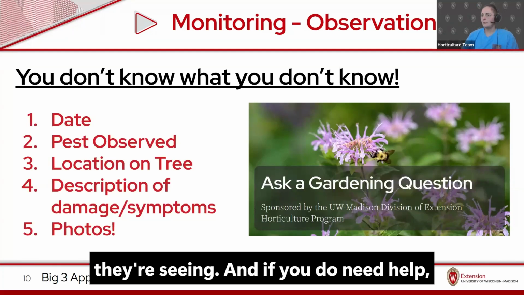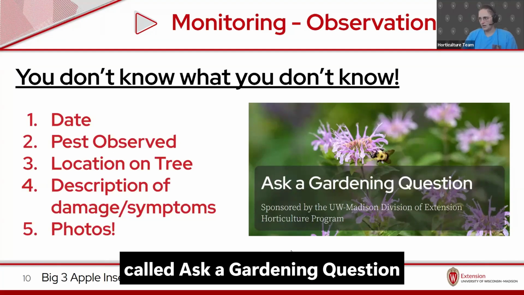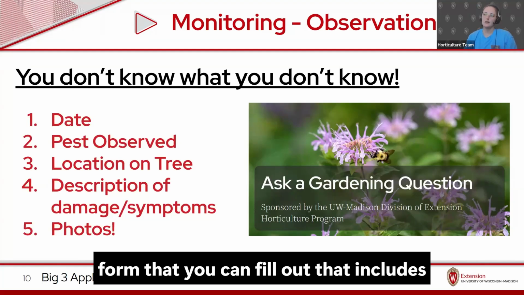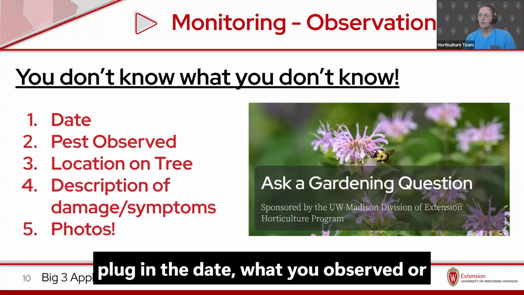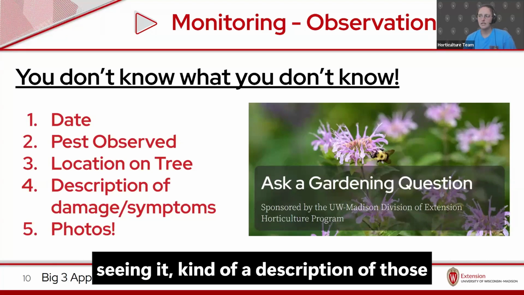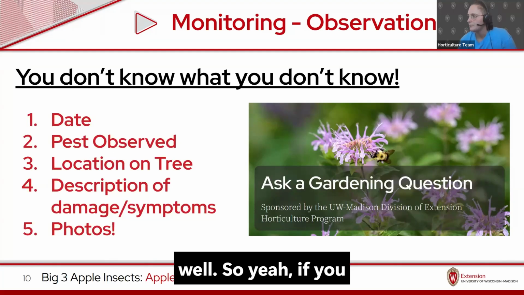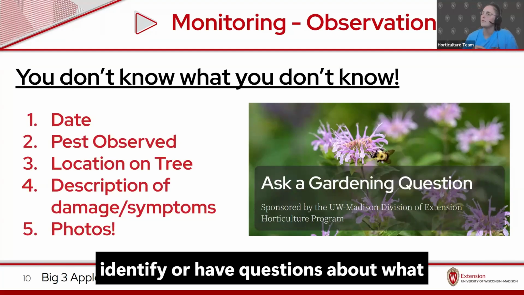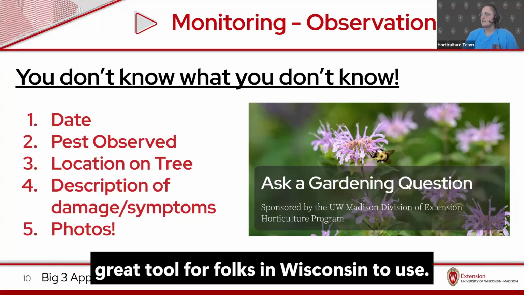And if you do need help, we have a really awesome tool called Ask a Gardening Question at UW-Madison Extension. There's a form that you can fill out that includes all of these things. You can plug in the date, what you observed or what you think you observed, where you're seeing it, and a description of the damage and symptoms, and then there's an option to upload photos as well. So if you ever have any questions or aren't able to identify what you're seeing, this is a really great tool for folks in Wisconsin to use.